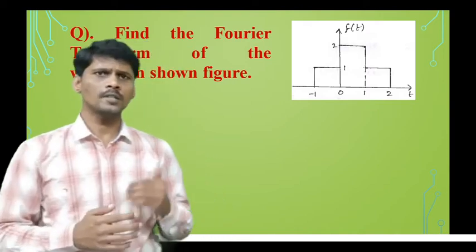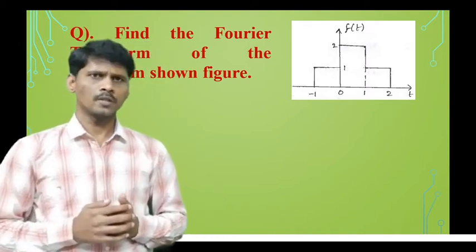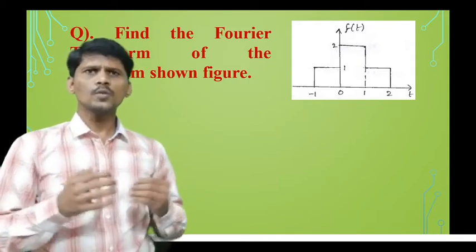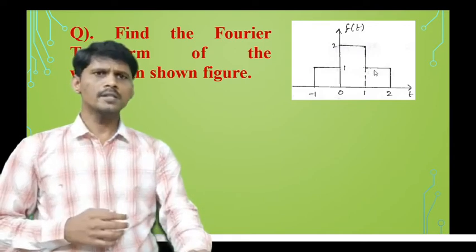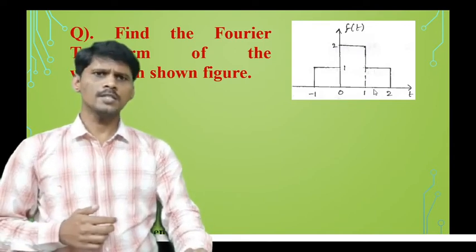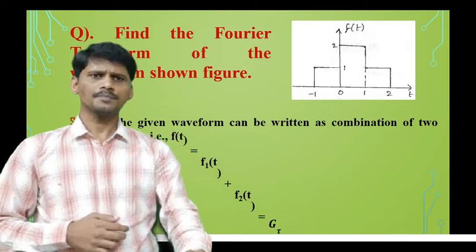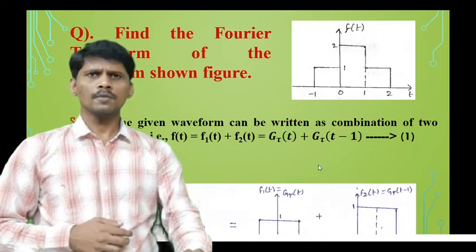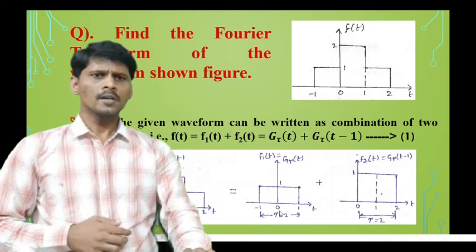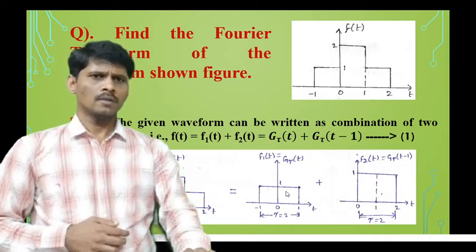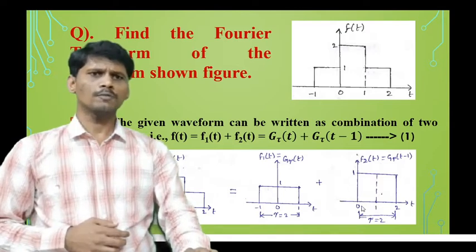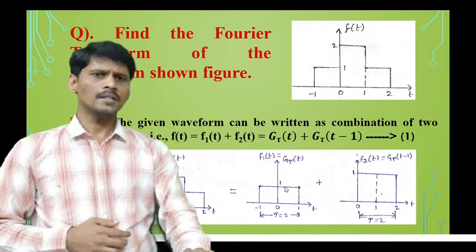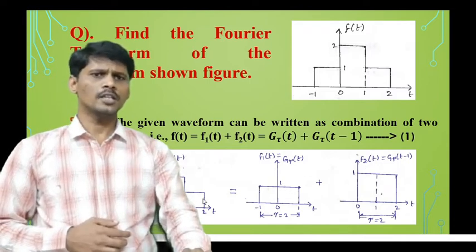So what is the second method? Using the time shifting property. Before going to the second method, the given waveform is a combination of two waveforms, that is f1 of t plus f2 of t. The first waveform is from minus 1 to plus 1, with amplitude 1, and the second waveform is from 0 to 2, that is f2 of t. Combining these two waveforms, we get the given waveform.